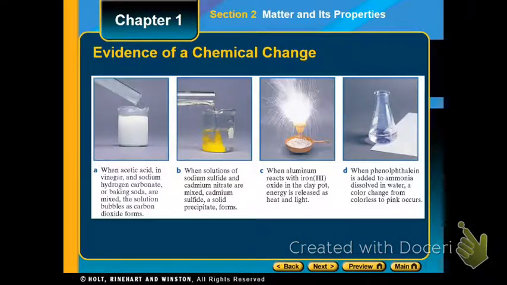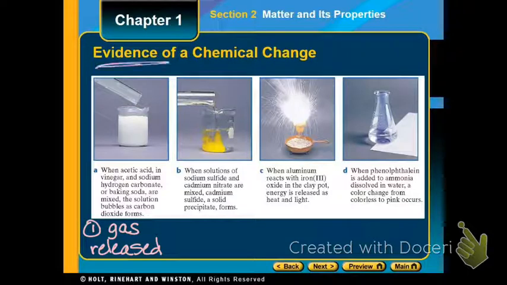Looking at evidence of a chemical change, and you need to write down all 4 of these. In general, number 1, the example they give is acetic acid and vinegar and sodium hydrogen carbonate or baking soda being put together and a gas forms. If you've ever made any of those homemade volcanoes at home, or maybe it's some type of science function, then you have seen those put together. So a gas released is going to be evidence of a chemical change.